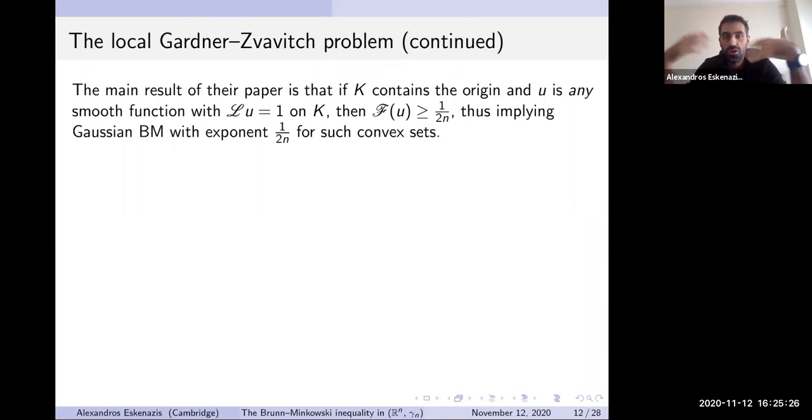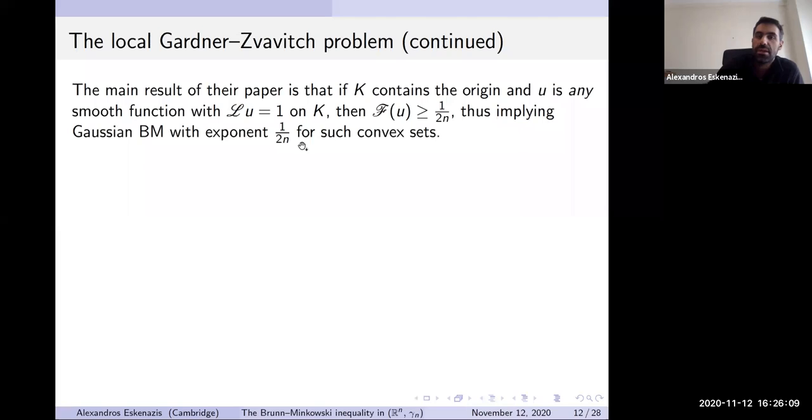And then the main sort of geometric result is that if you have a set which simply contains the origin and u is any smooth function solving the equation, so you completely forget the symmetry assumption, you have fewer assumptions, then the functional on which you had this f of u over here is bounded below by 1 over 2n. And this in fact implies the Gaussian Brunn-Minkowski inequality with exponent 1 over 2n for convex sets simply containing the origin. So you see there's a more relaxed assumption, which is not central symmetry and that you just contain the origin, but in fact you get, because of that, a weaker inequality. Instead of getting 1 over n, you get 1 over 2n.